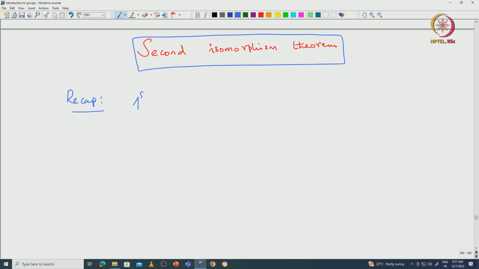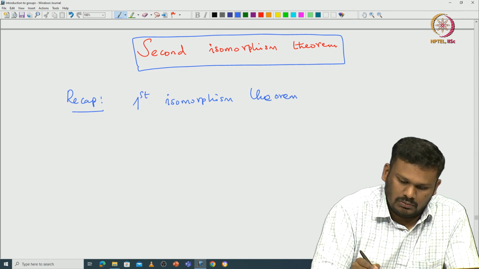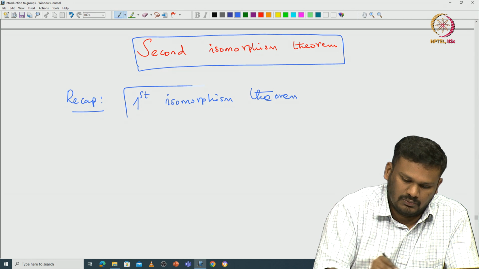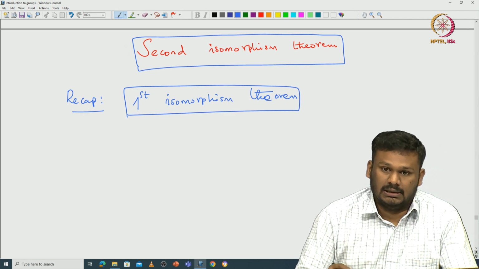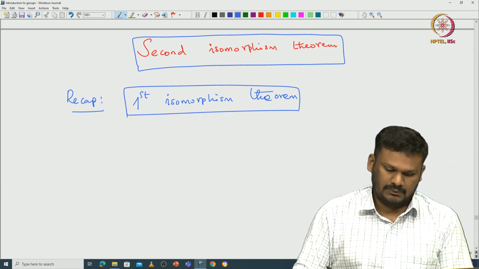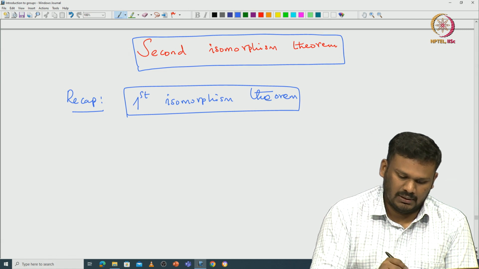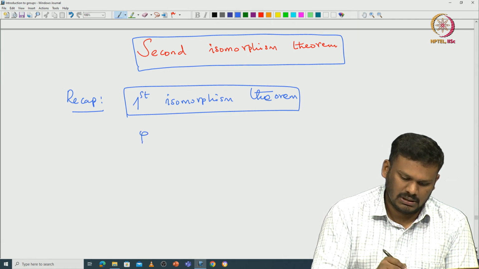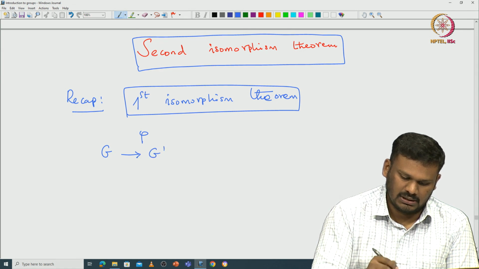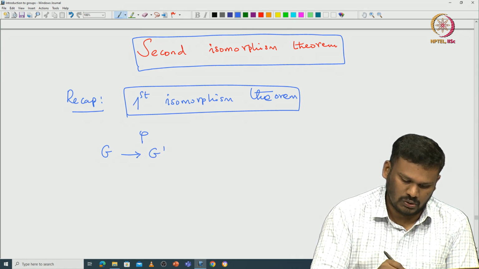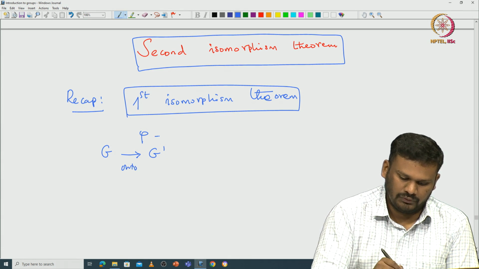So this is called the first isomorphism theorem. This is somewhat the most fundamental result in isomorphism theorems. So suppose we have a surjective function, let us state it this way. So phi is a group homomorphism which is also onto.